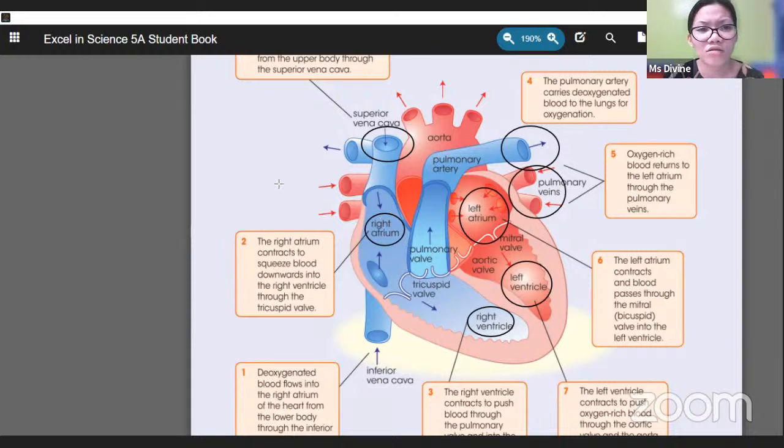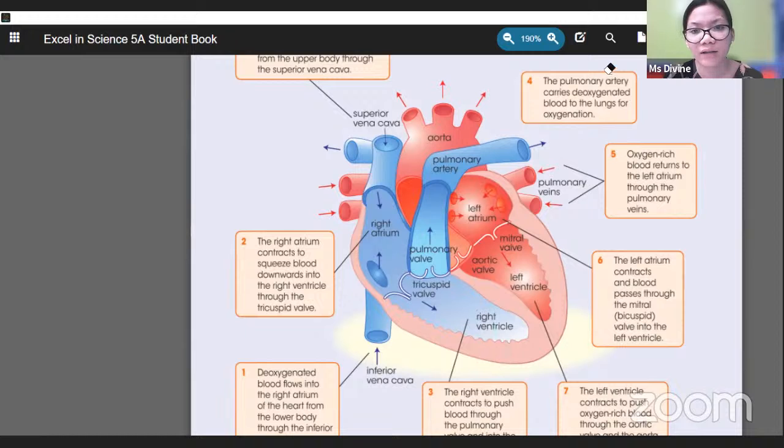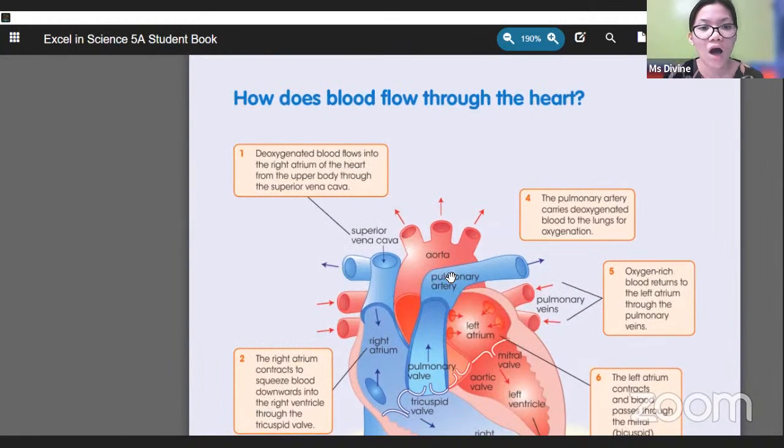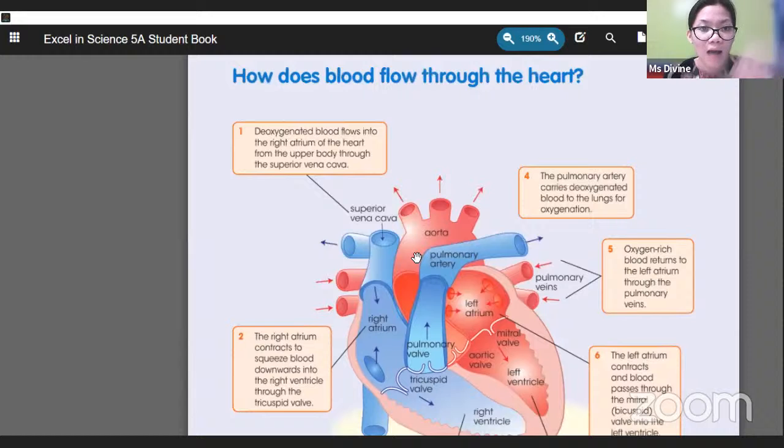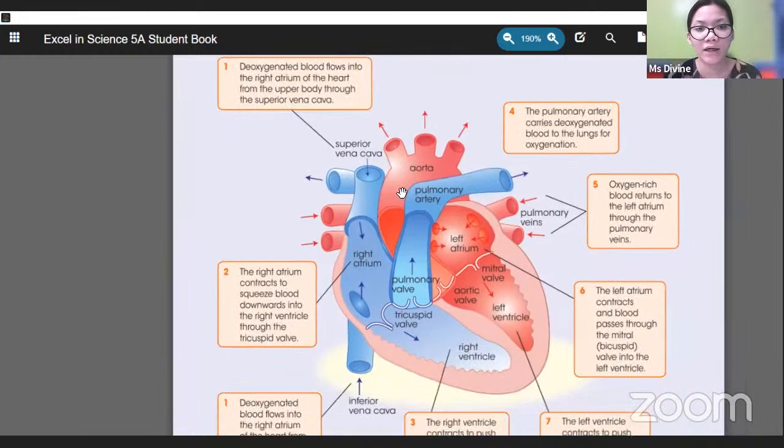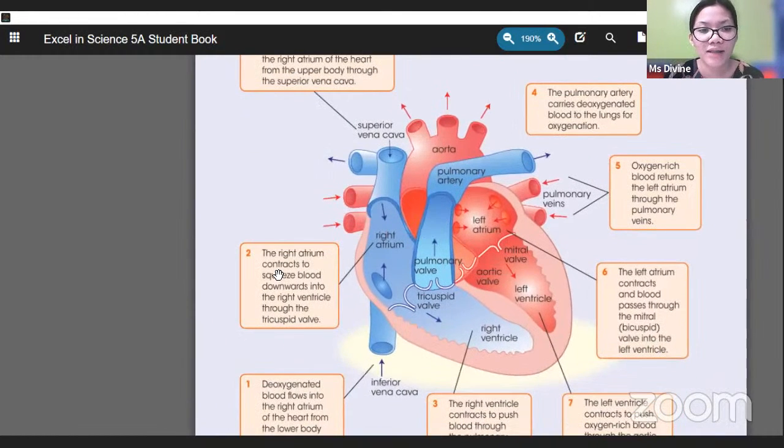Okay, so let's read one by one. Number one, deoxygenated blood flows into the right atrium of the heart from the upper body. Next, number two, the right atrium contracts and squeezes blood downwards into the right ventricle.